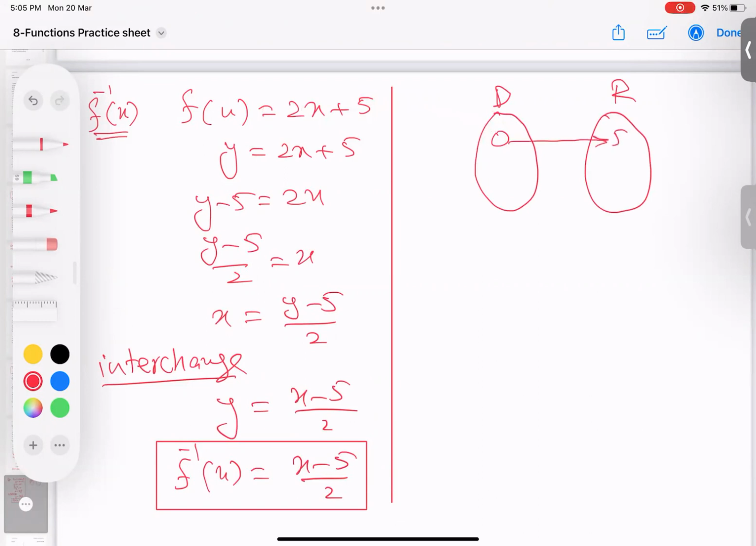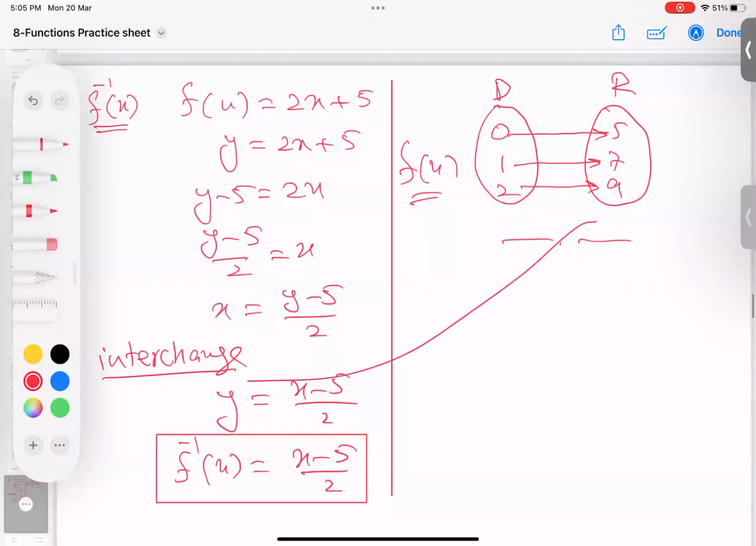For example, I plug in 1 in the place of x: 2 plus 5, so I get 7. Then I plug in 2: 4 plus 5, 9. So I believe you're not getting any big trouble. You plug in x values and you get a range. So domain and range is a very clear idea. But this is for the function. Now let's start the inverse function.